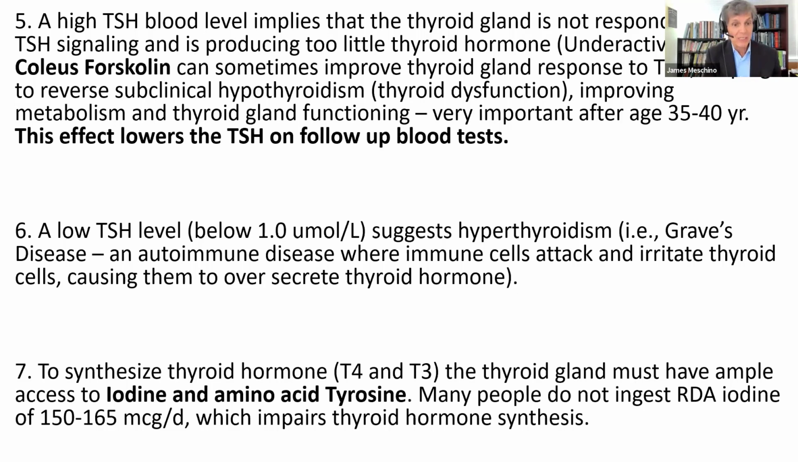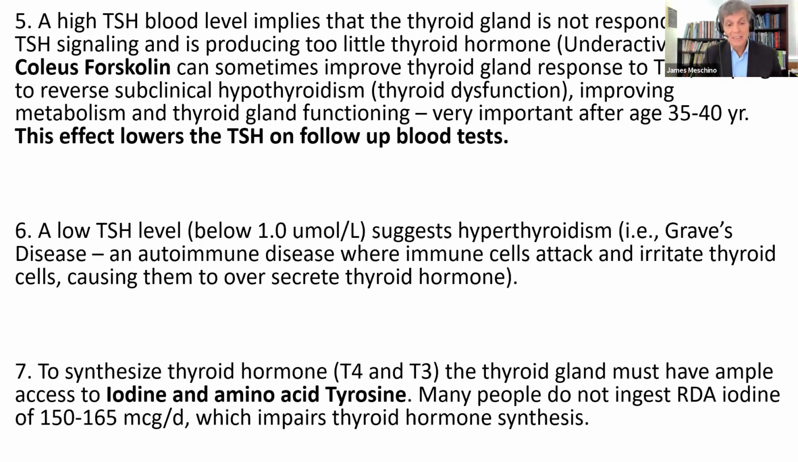Whereas a low TSH level, under 1, suggests hyperthyroidism. So a very low TSH suggests that the thyroid gland is overactive, secreting high amounts of thyroid hormone, and therefore it doesn't need to be stimulated with as much TSH. So that happens in an autoimmune condition called Graves' disease, where you have these antibodies that are attacking the thyroid and causing a greater amount of thyroid hormone release. And so you get all the signs of hyperthyroidism.